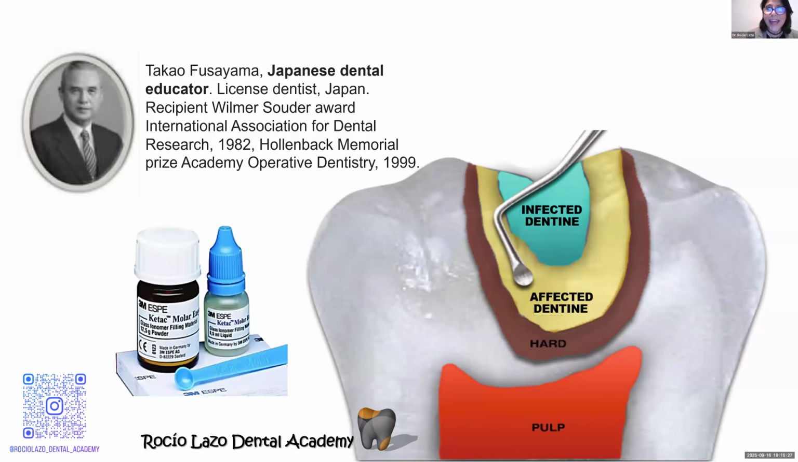Remember in the past the ART treatment, which means removing with the spoon excavator and then using a regular glass ionomer that has fluoride ions inside. But in these cases, it's not going to work. Remember, fluoride needs calcium and phosphate, and affected dentin is demineralized.